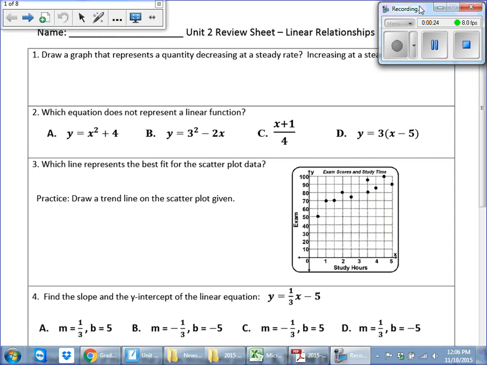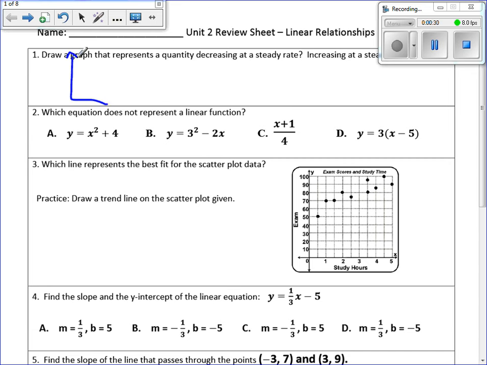Number 1, draw a graph that represents a quantity decreasing at a steady rate. So you're just sketching it for this one. Here's a graph, and here's a line, a linear function that's decreasing at a steady rate. A steady rate, a constant rate of change, means a straight line. And then increasing at a steady rate would just be something like that.